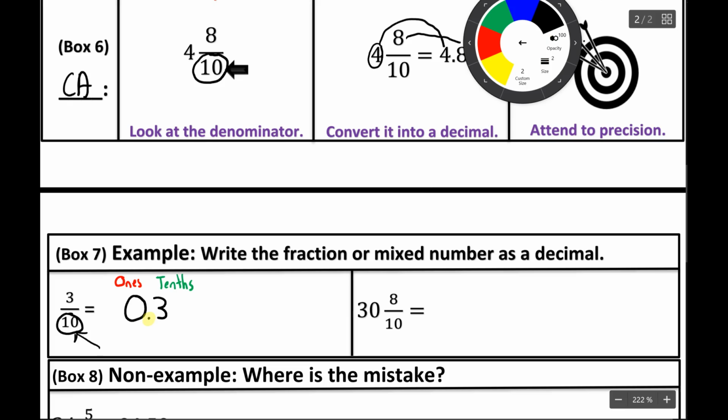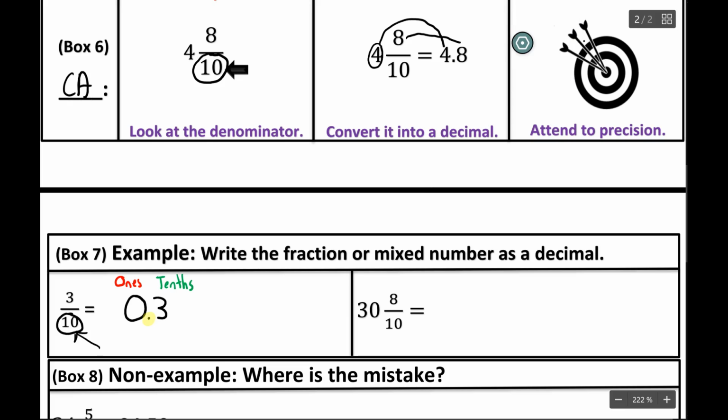Alrighty, going on into our next example problem. This one is a little bit different because it is a mixed number. But again, the steps are the same. First thing I do is look at the denominator. That's a 10. Now I'm going to convert it into a decimal. When I convert it, I write my whole number first. So I'm going to write 30 point.